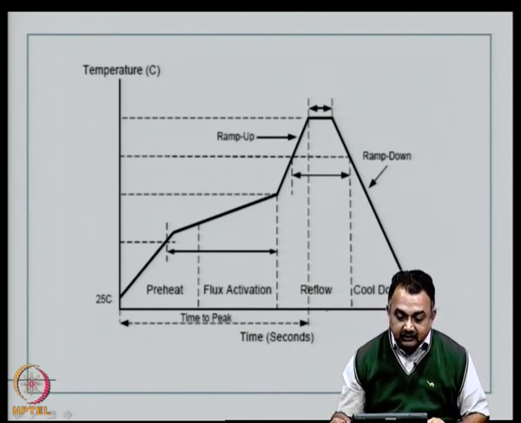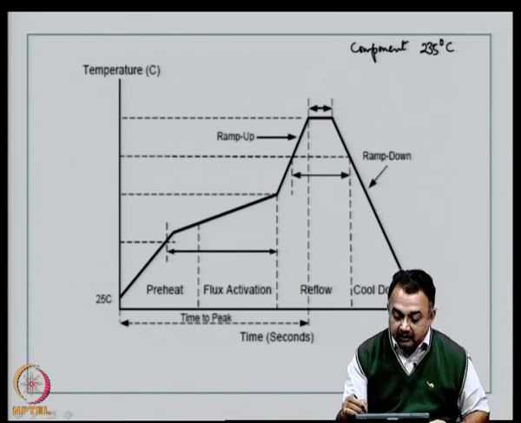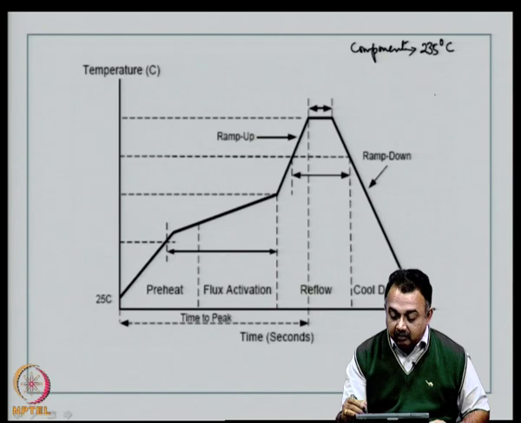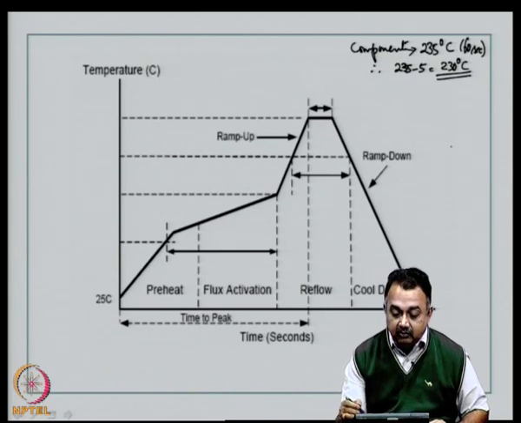The first thing, if you look at the problem, is that the vulnerable temperature for components is 235 degrees centigrade, right. Component vulnerability, we have seen there is a component which, if it exceeds 235 degrees centigrade for 60 seconds, is vulnerable to failure. Therefore, you can keep the peak reflow temperature at 235 minus 5 degrees centigrade, which could be 230 C. That is the first information that you can get.